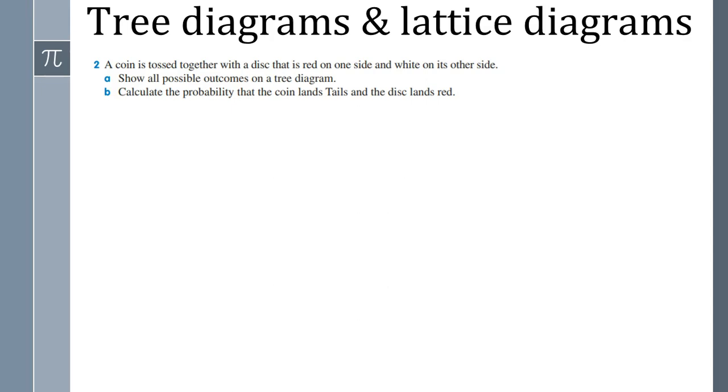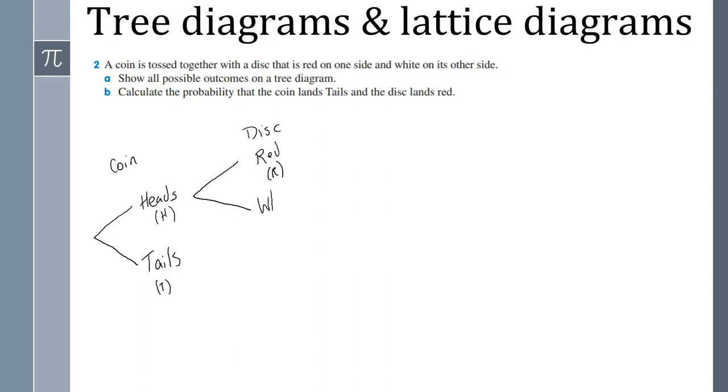So we're going to show the possible outcomes on a tree diagram. Tossing the coin is our first event, and we have two options. We can get heads or tails, or H and T, doesn't matter. And the second event is that we are flipping a disc, and the disc can be red or white.